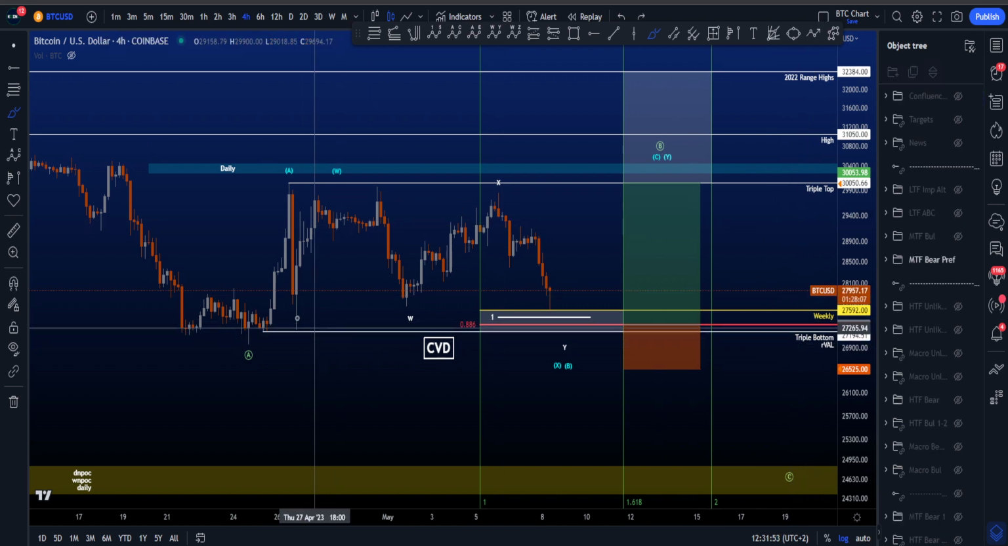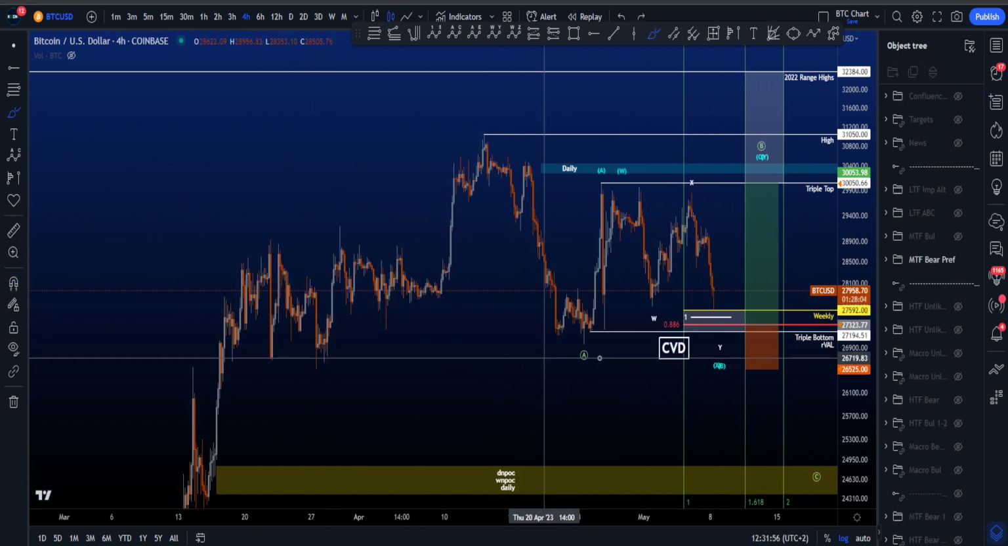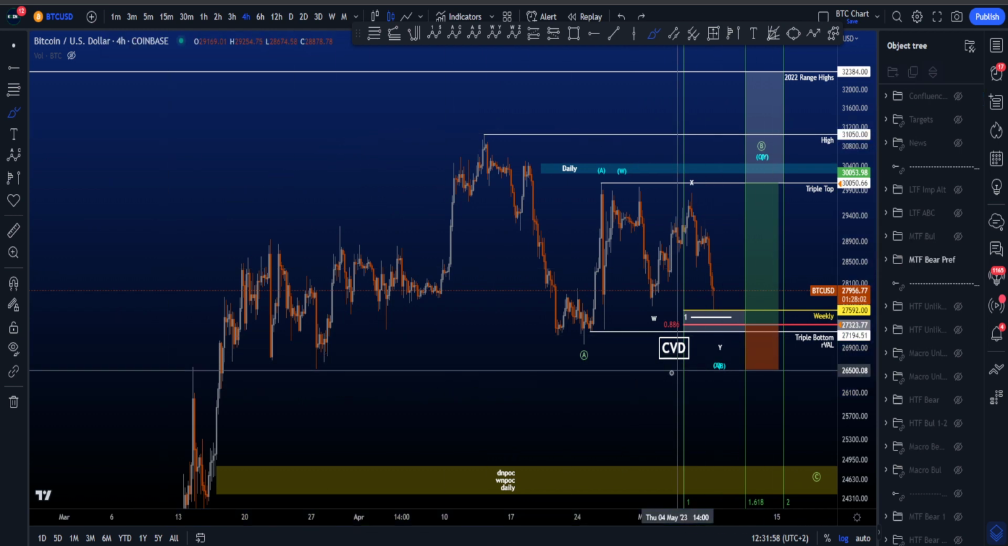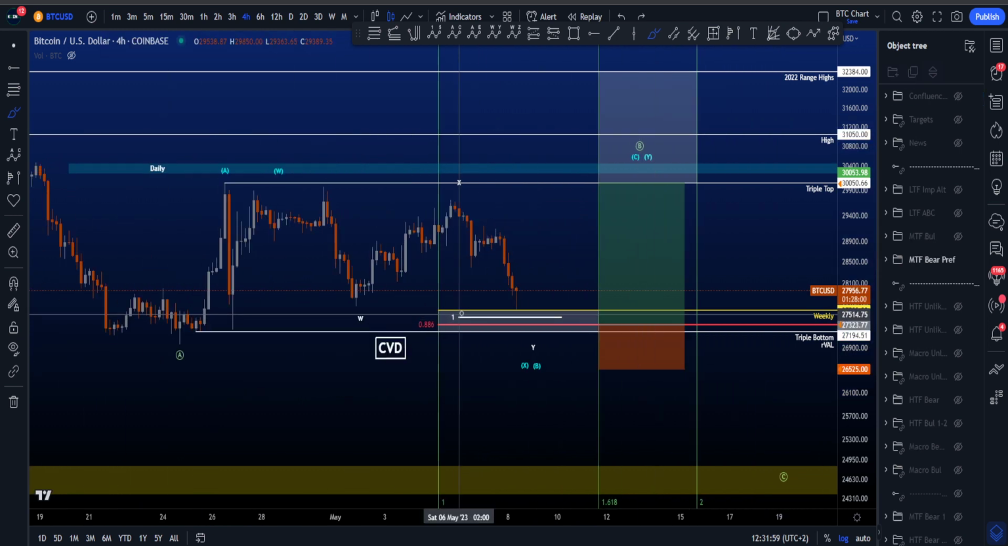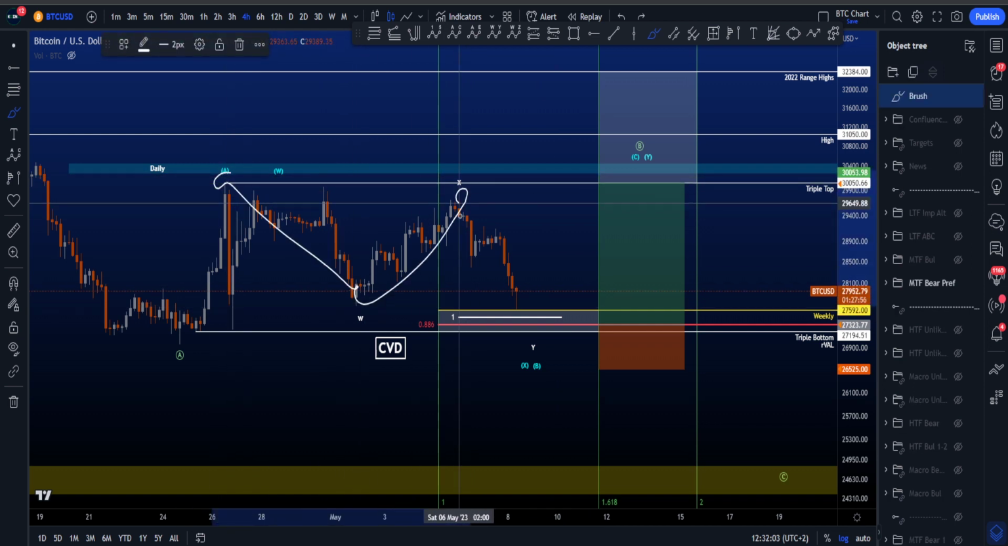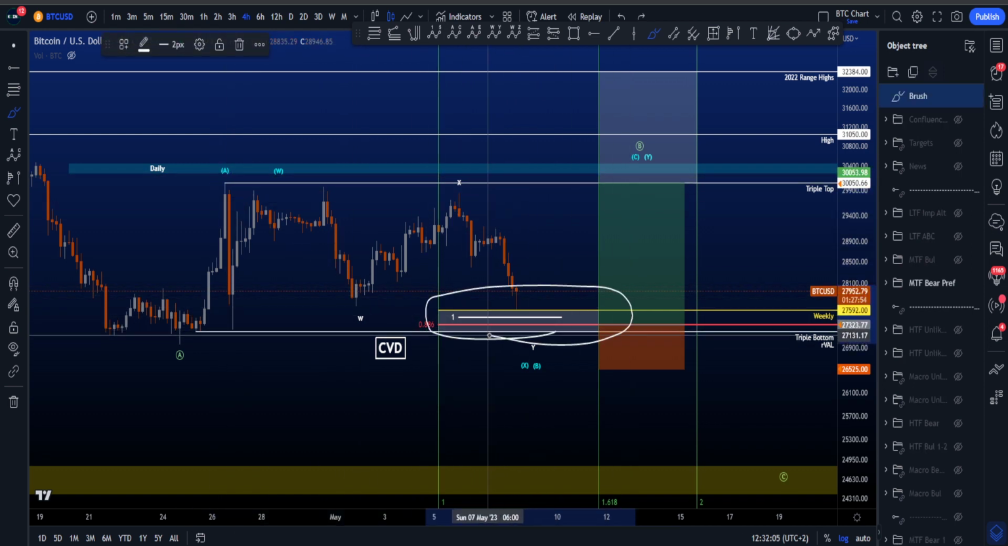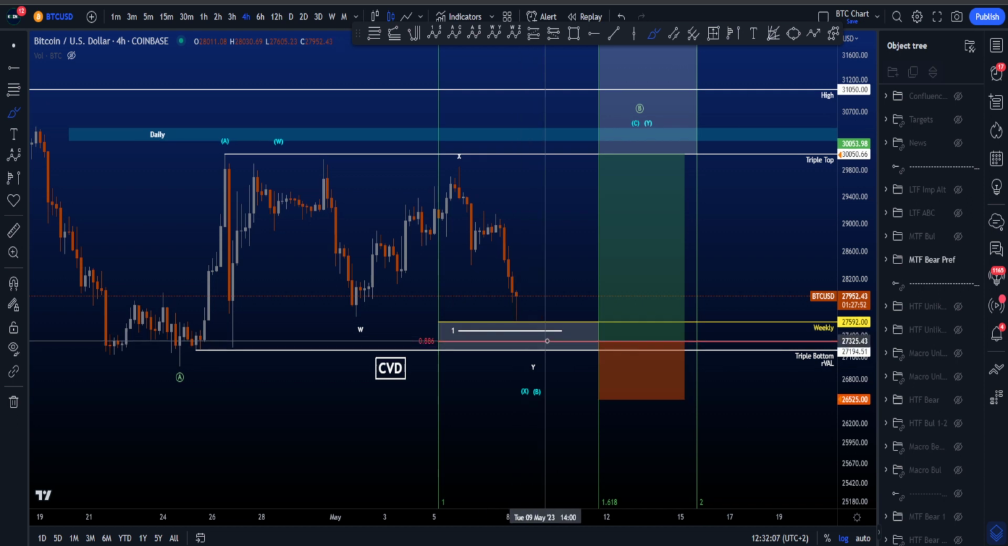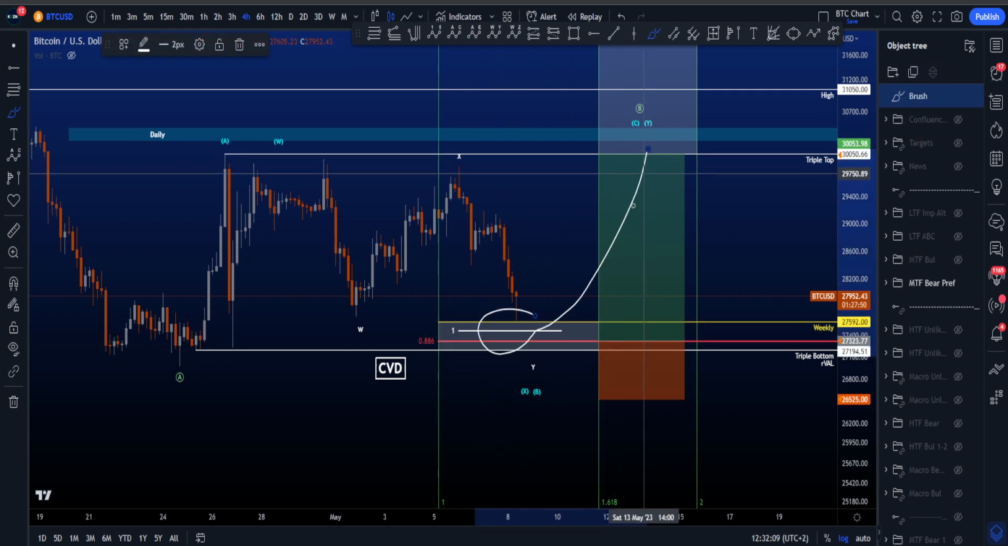We have a triple bottom over here for some liquidity, also the range value area low of this whole range. And we also have the 1-to-1, as you can see, taken from the high to the low of W to the high of wave X. So there's quite some interesting confluence in and around this area for potentially a move to the upside.